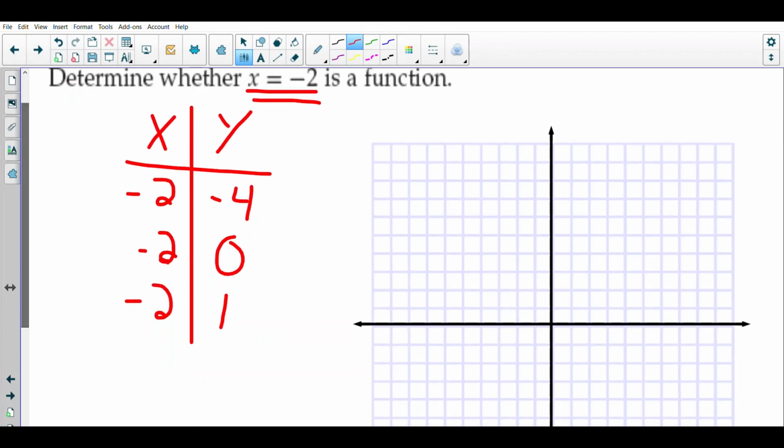So I just go to those spots, -2, 0, -2, 1, and -2, -4. So it appears I have a completely vertical line. Well, if I draw a vertical line through my vertical line, obviously I'm hitting more than one spot, so no, this is not a function. Vertical lines are not a function.